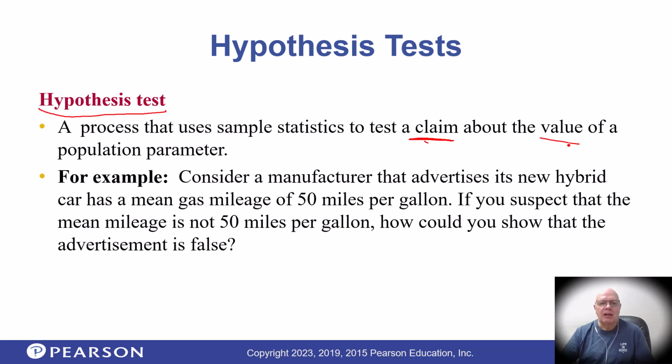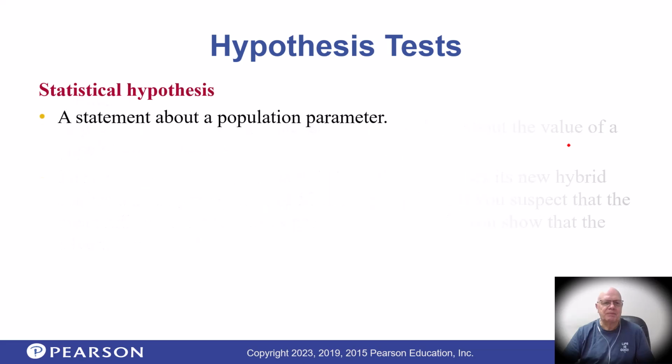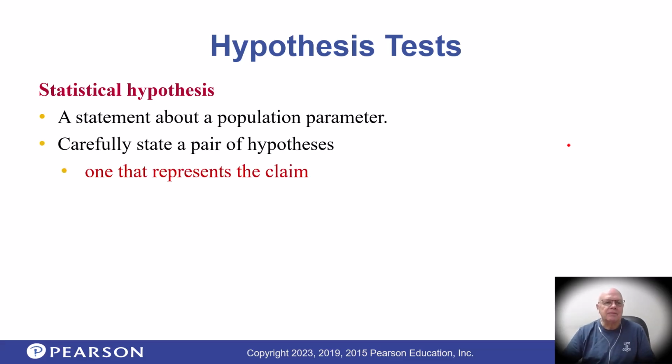For example, you've got a manufacturer that says their hybrid gets a mean gas mileage of 50 miles per gallon. You know what a mean is. You know what 50 miles per gallon is. But suppose you think that the mileage is not 50 miles per gallon. How would you show that's false? Well, we're going to get there. So the hypothesis is a statement about a population parameter, right? Then, what you want to do is carefully state a pair of hypotheses, starting with a claim, of course.